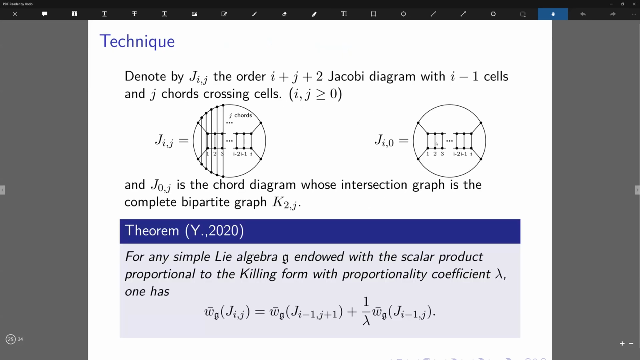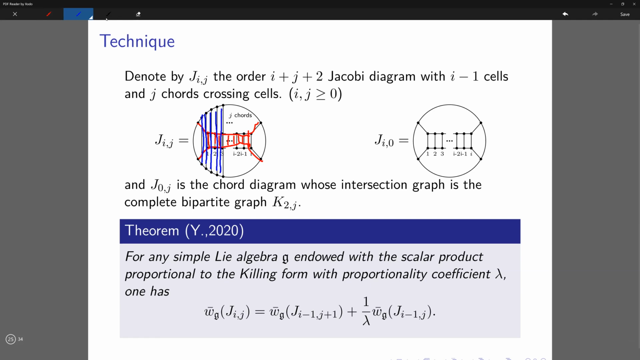And here is my way to calculate the weight system for chord diagrams whose intersection graph is K2n. So I'm focusing on the family of Jacobi diagrams Jij, which is of order i plus j plus 2. And actually it's kind of like 2 parts. The first part is a connected component with 4 legs like this, and inside there are some cells. And another is just some chords from up to down.